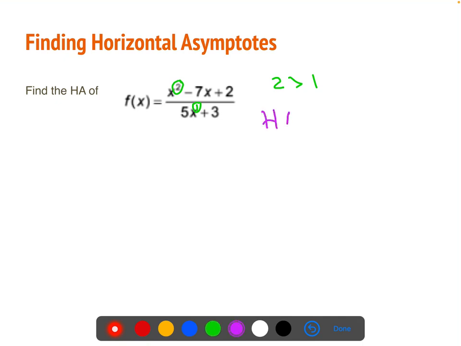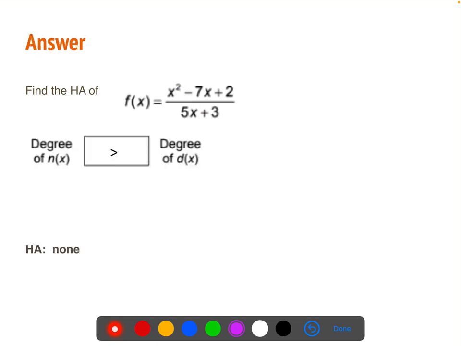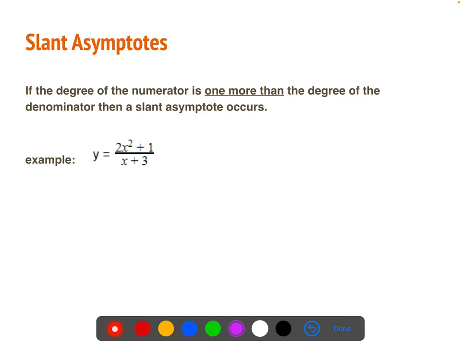Okay, let's try this guy. Its exponent is 2. Its exponent degree is 1. That's the greater than case. So on an HA, there is none because it's the greater than case. That means there might be a slant asymptote if there's anything at all, but there's definitely no horizontal line separating the top and the bottom.